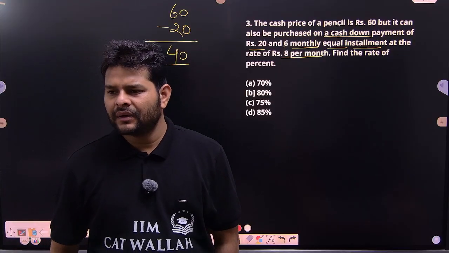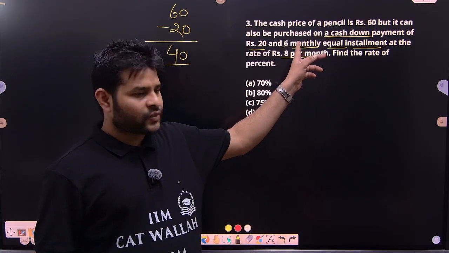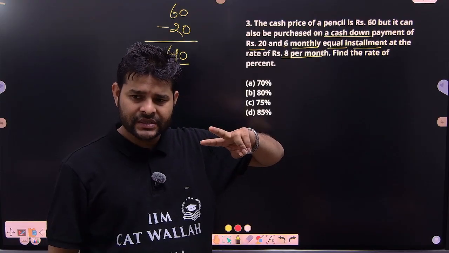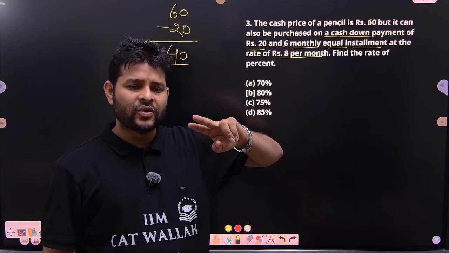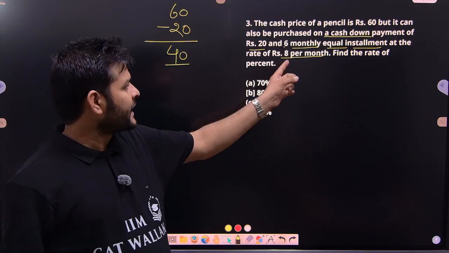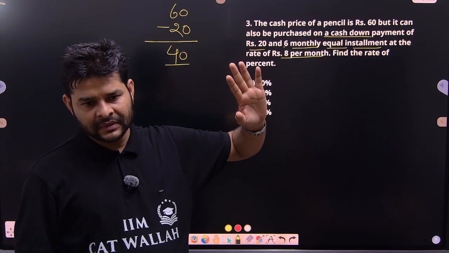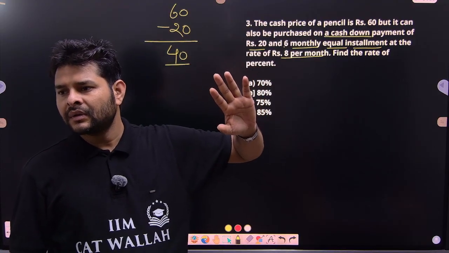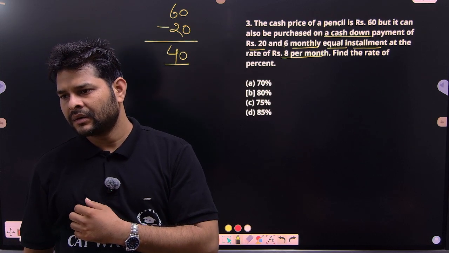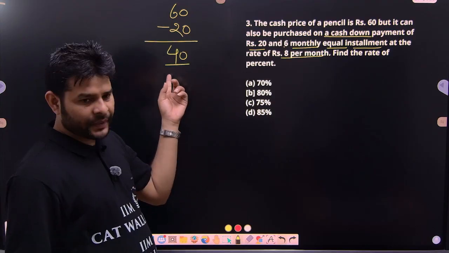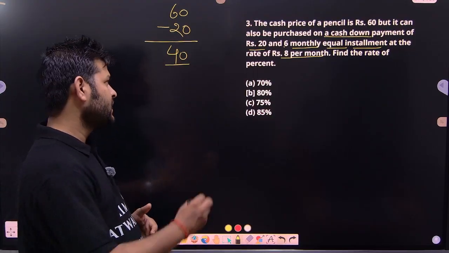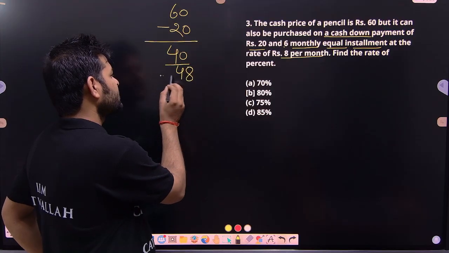If I pay 6 equal installments of rupees 8 per installment, each installment costs rupees 8. So how much amount would I pay? 48. 8 rupees for 6 months. How much will I pay? 48. But I had to pay only 40. So 8 is what? 8 is interest. So total interest is 8.